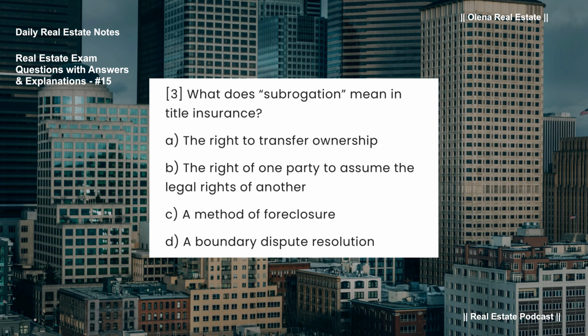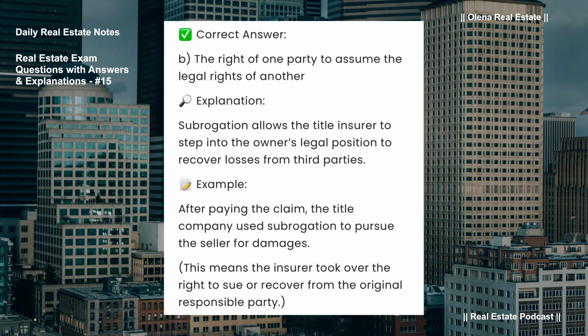What does subrogation mean in title insurance? A. The right to transfer ownership. B. The right of one party to assume the legal rights of another. C. A method of foreclosure. D. A boundary dispute resolution. Correct answer, B. The right of one party to assume the legal rights of another.